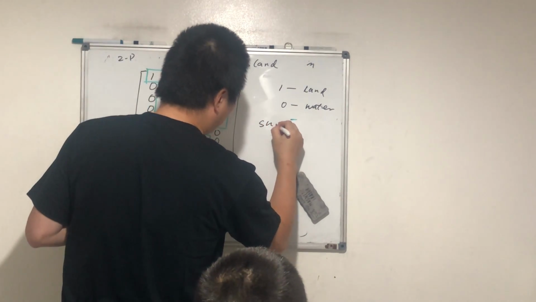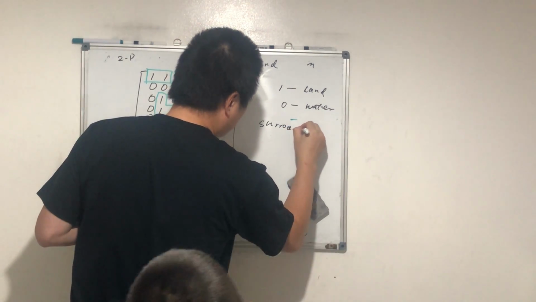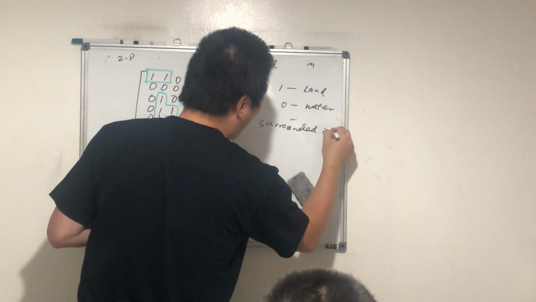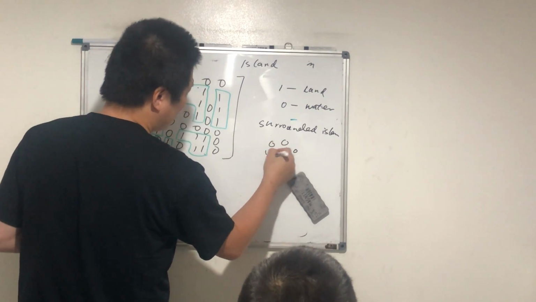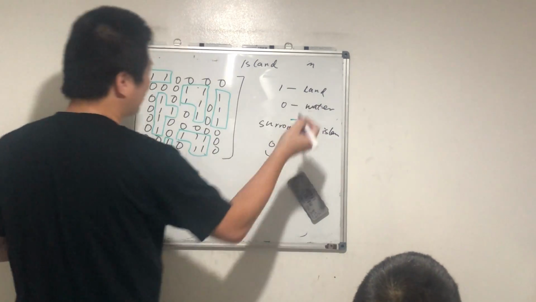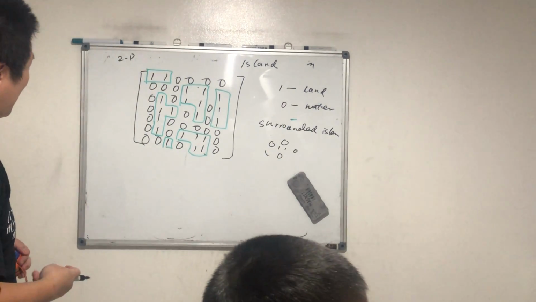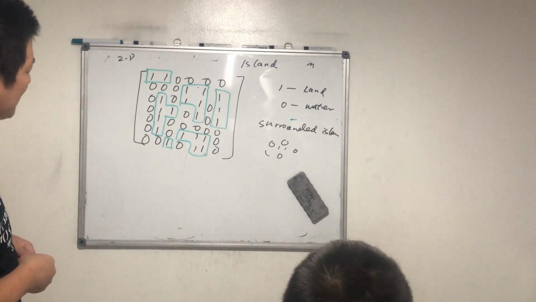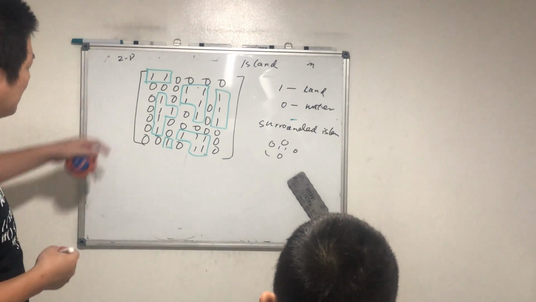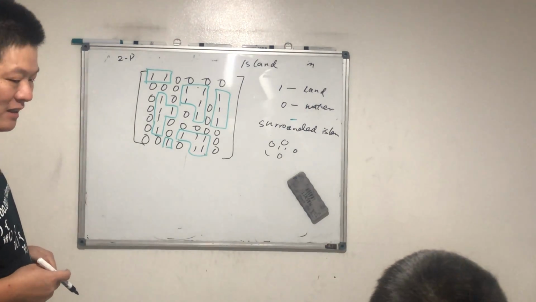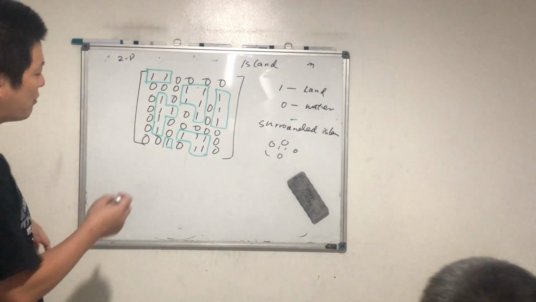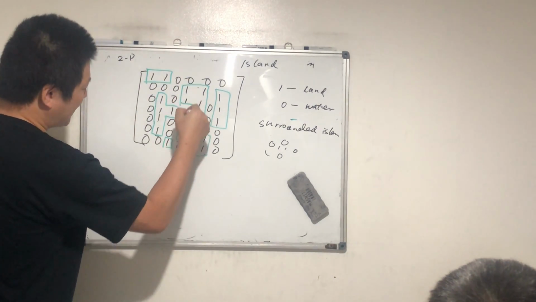Surrounded island means that the island needs to be completely surrounded by zeros. So which ones are completely surrounded by zeros? The first one, the second one. This one, right? It is completely surrounded by zeros.